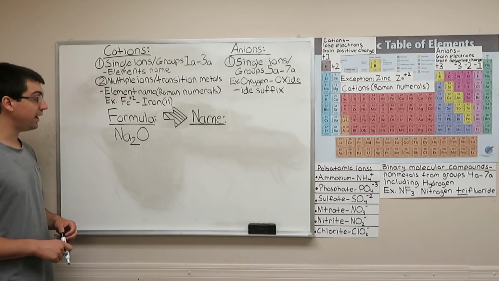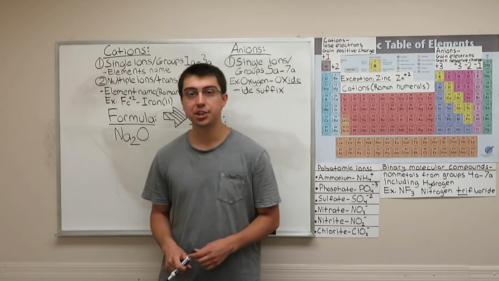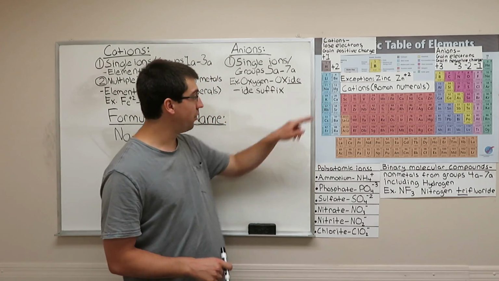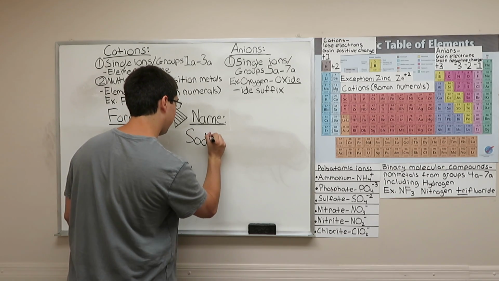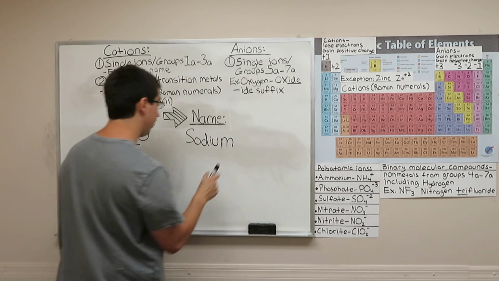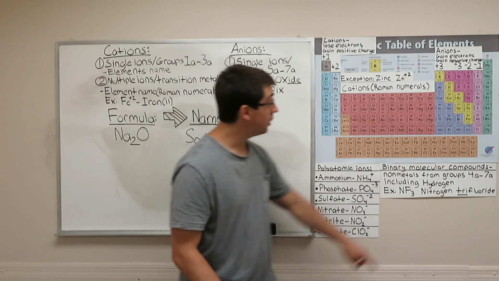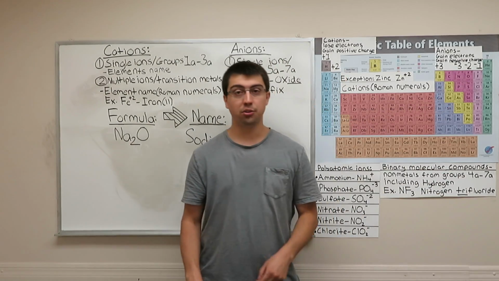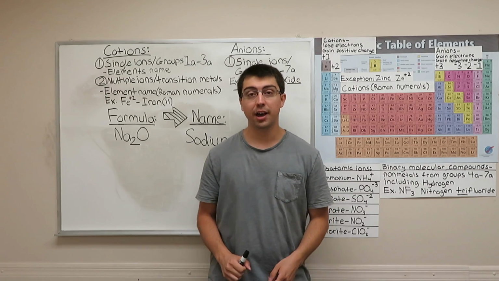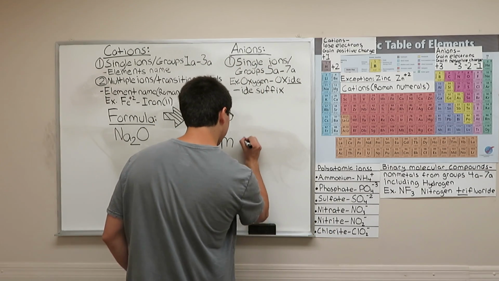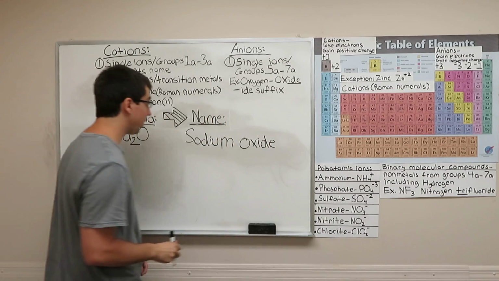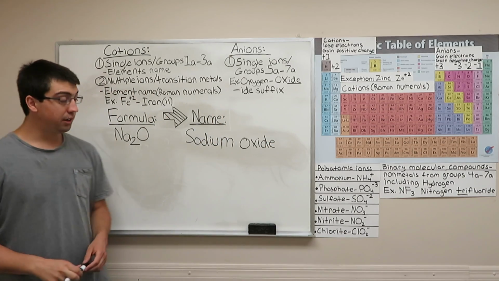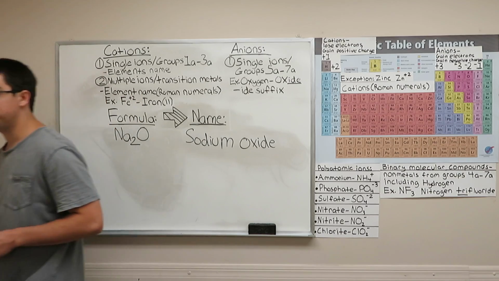Our formula is Na2O. First, we need to write down each element's name. Na is sodium. We have O. O is oxygen, and since we're naming a compound, we need to call it oxide. And the final name is sodium oxide.